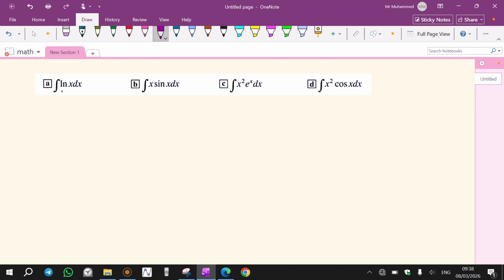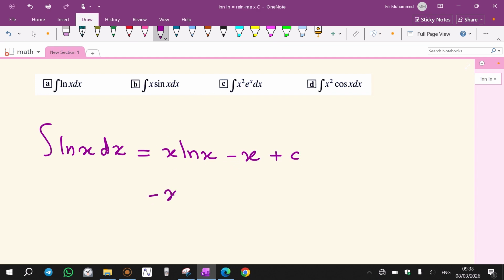Number 1, ln x. Integral ln x, in the previous lesson we studied, it's a rule. It's directly going to be x ln x minus x plus c. If they bring the negative to the front, it won't change anything. Negative x. This x ln x is positive, so I can write minus x plus x ln x plus c.